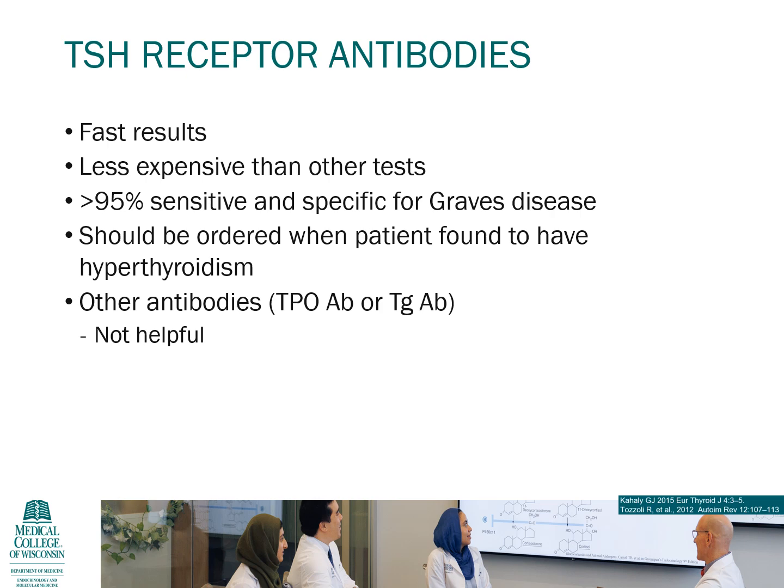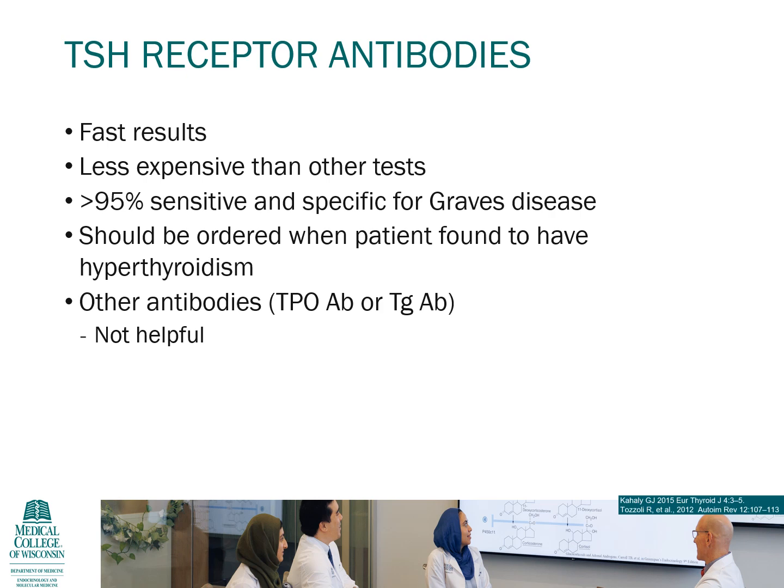So TSH receptor antibodies, or the thyroid stimulating immunoglobulins, and again, they're a little bit different antibodies. You can order either. The TSIs, or thyroid stimulating immunoglobulins, are a form of TSH receptor antibodies, and they're all great. They're relatively fast test results. They're less expensive than the other tests we're going to talk about, and they have a great sensitivity and specificity for diagnosing Graves' disease. Since Graves' disease is the most common cause of hyperthyroidism, really when you see somebody that has hyperthyroidism, you should get TSH receptor antibodies.